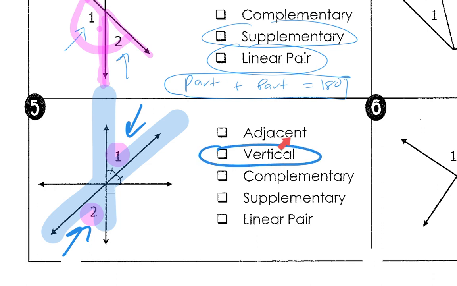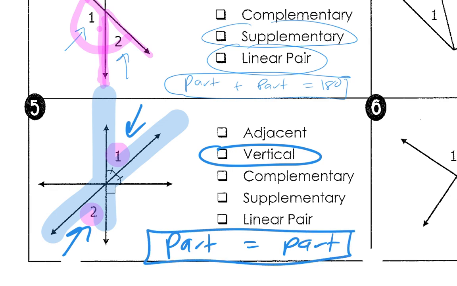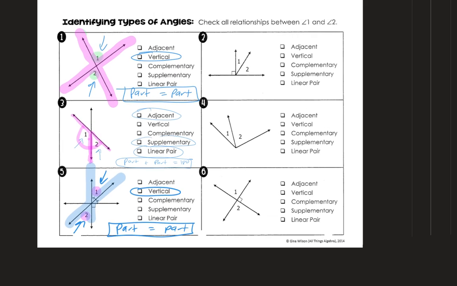They are not adjacent because they do not share any sides. These are the two sides of one, these are two sides of two. They're not complementary because they don't add to 90. We don't know if they add up to 180, and they're not a linear pair because they're not a straight line. All right, so what would we do if we're trying to solve for these? The equation would be part equals part. One equals the other. All right, so hopefully that's making more sense.